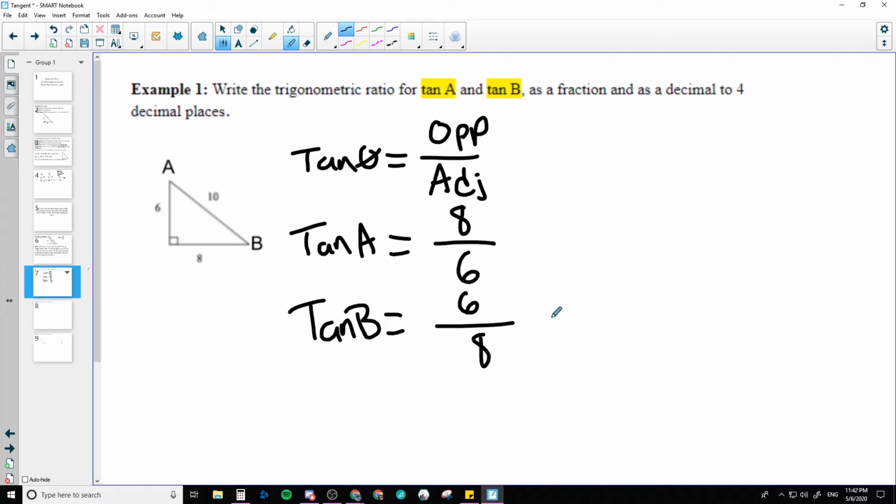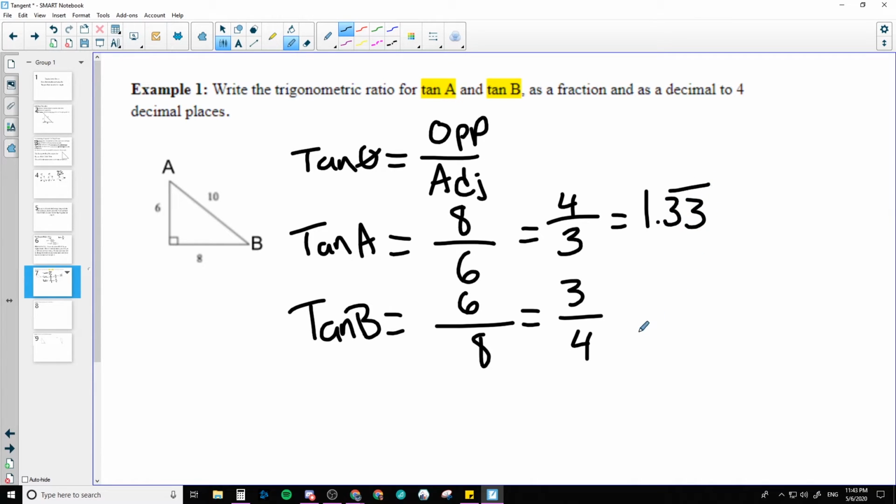So this is a fraction. We can actually simplify this one, 3 over 4, or this one to 4 over 3. This, as a decimal, will work out to 1.33 repeating. And this one here is going to work out to 0.75. This is all you have to do when it comes to writing the trigonometric ratio for each of these two angles as a fraction. Here it is as a fraction, and here it is as a decimal. For the second one, here it is as a fraction, and here it is as a decimal.